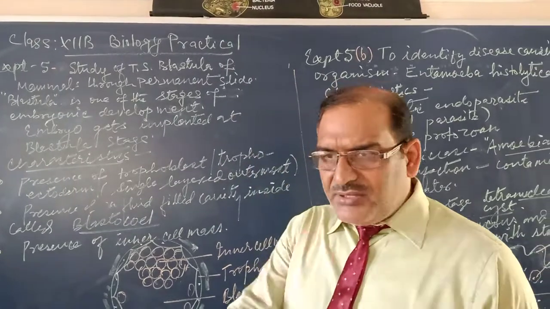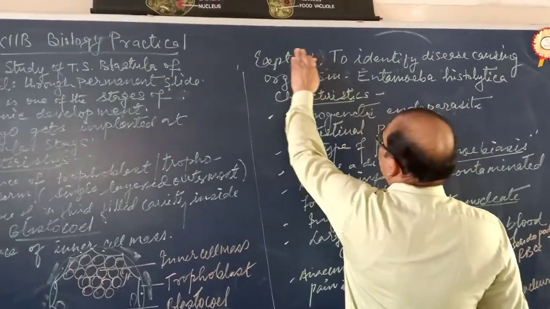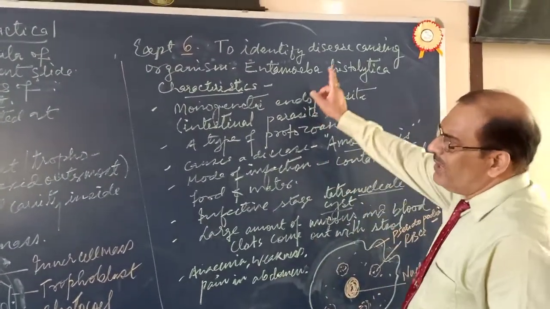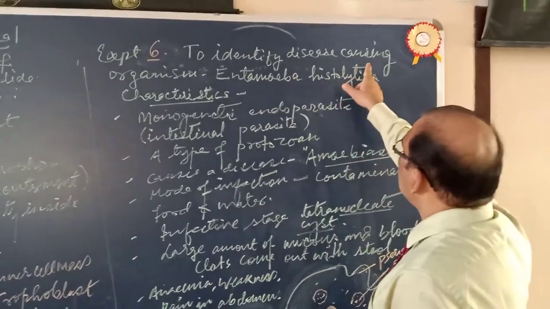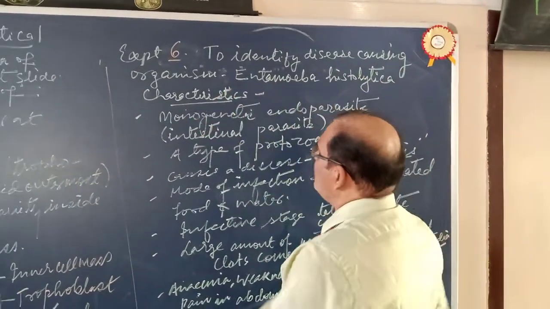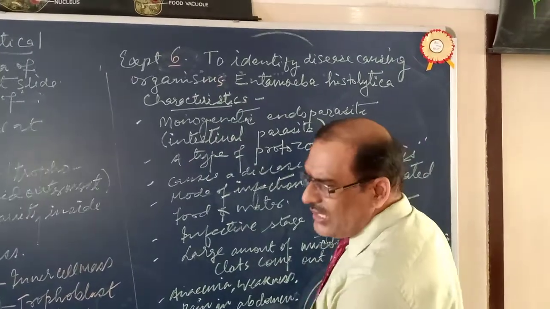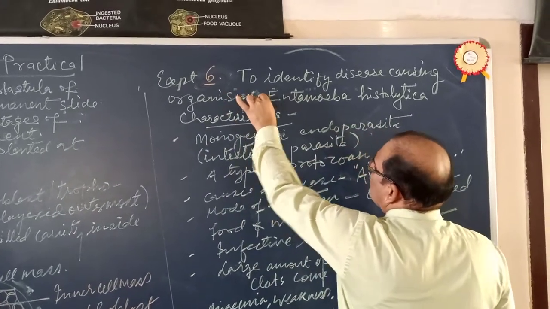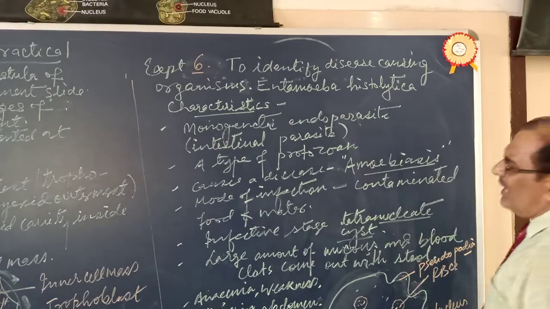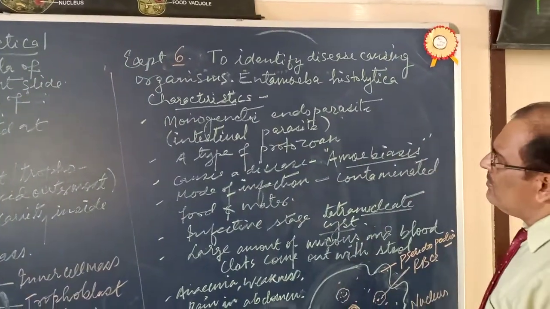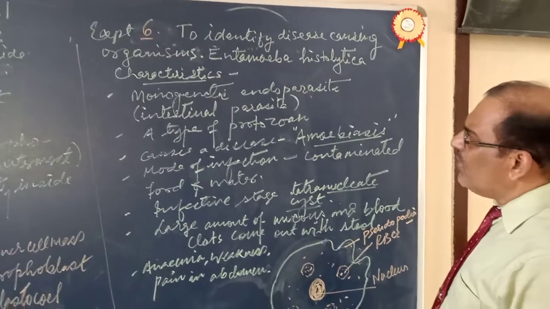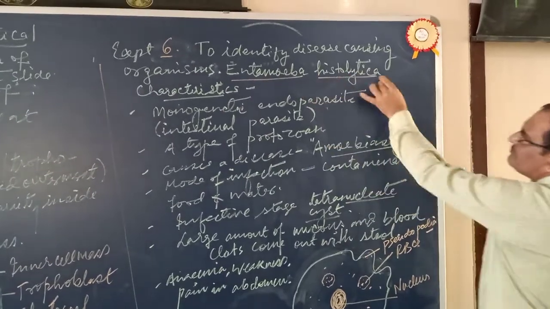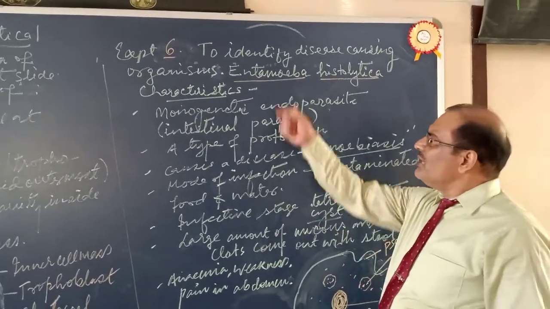Now we are going to discuss the sixth practical, experiment number 6: to identify disease causing organisms. There are certain microbes or organisms which can cause diseases. In this experiment we are going to discuss and identify disease causing organisms or agents. First of all, we are going to discuss Entamoeba histolytica.